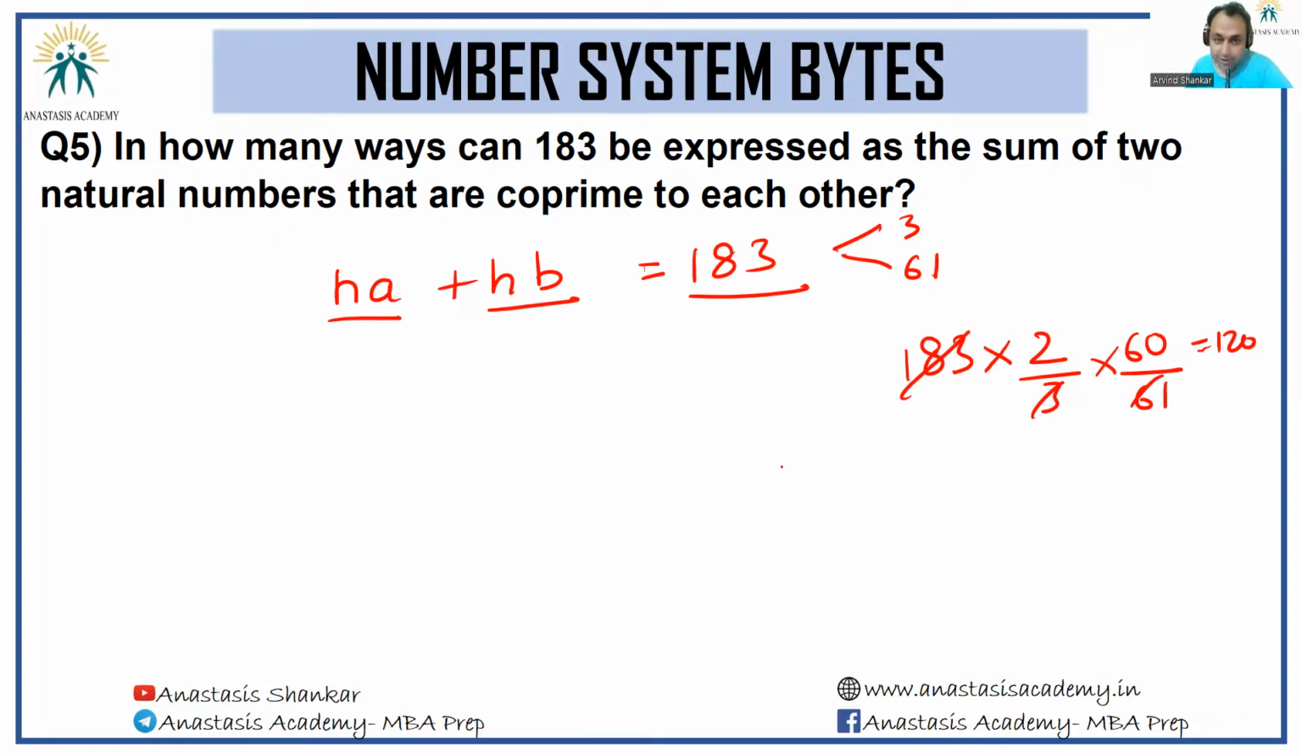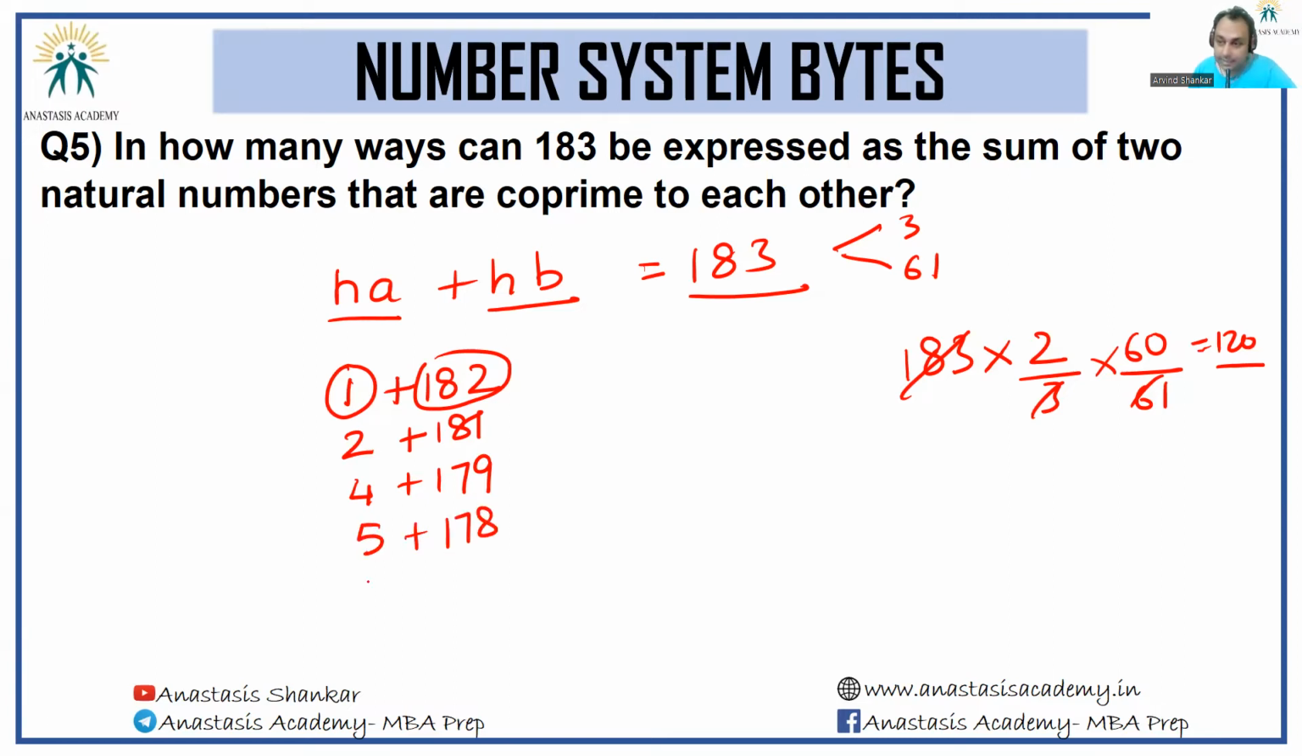But 120 is not the answer. See, we have 120 numbers, but we need pairs of numbers, because it is how many ways in which we can represent 183 as sum of two natural numbers which are co-prime to each other. It would be like this. See, 1 plus 182, 2 plus 181, 3 I can't do, 4 plus 179. Can you see? As soon as you identified one co-prime number, the other co-prime number is the complementary number. Similarly, 5 plus 178, 6 I can't do, 7 plus 176, so on and so forth, you would keep on doing.